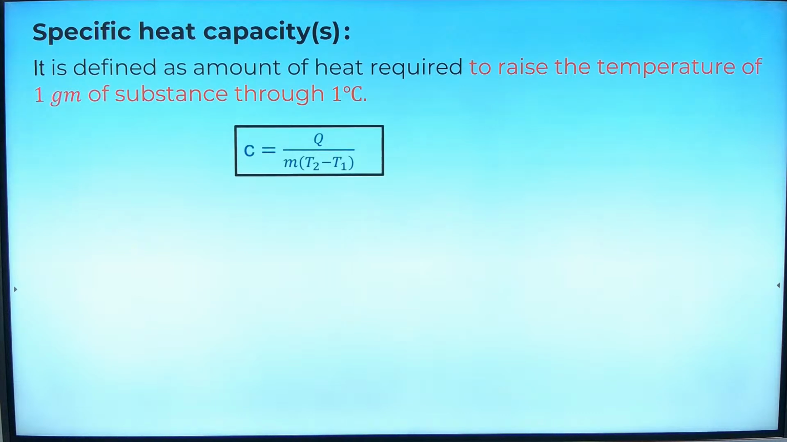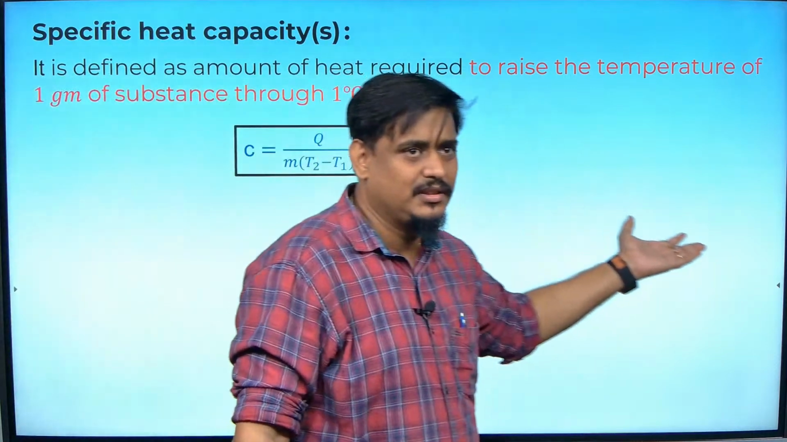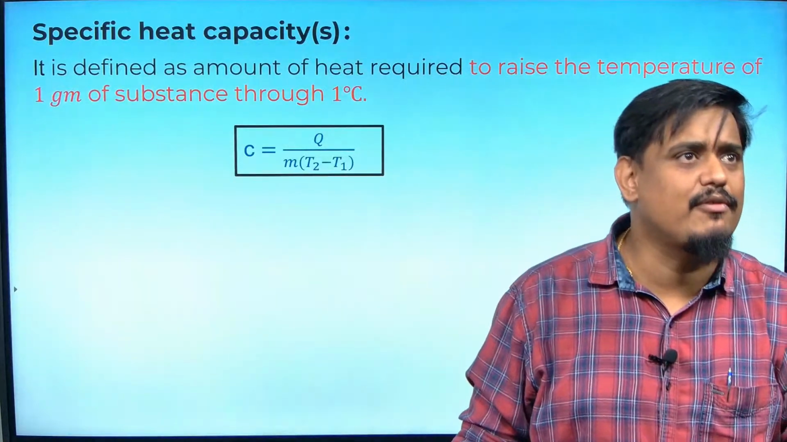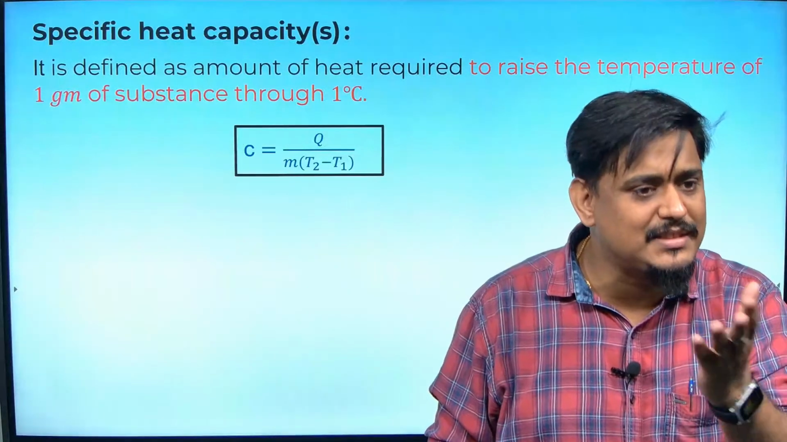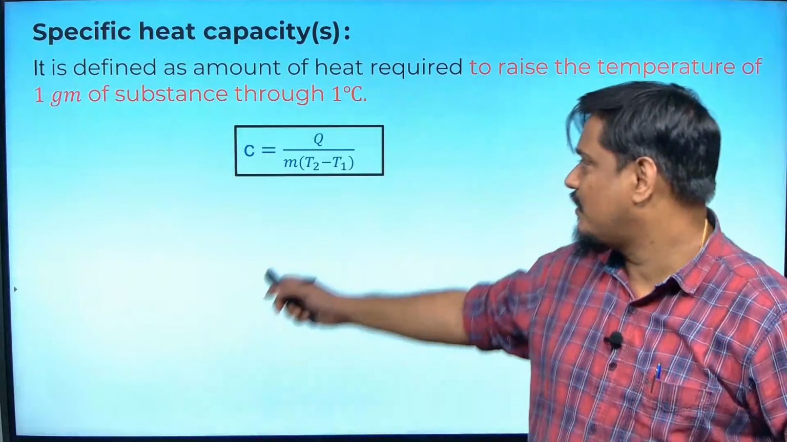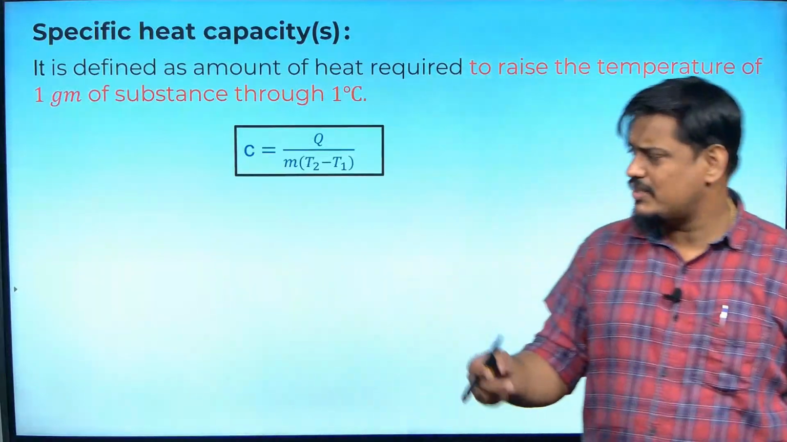It's not required, but this was the formula of that, right? C is equal to Q by M delta T. You remember this? From here only we have got the formula of Q as MC delta T. So, C is what? Specific heat, isn't it? So, it is known to you.